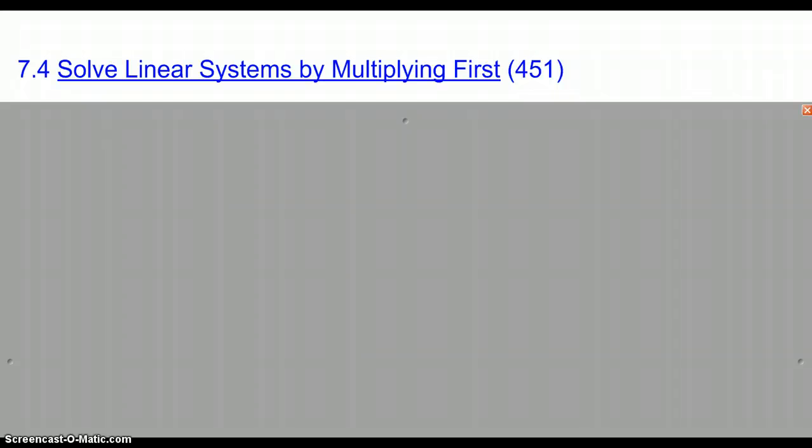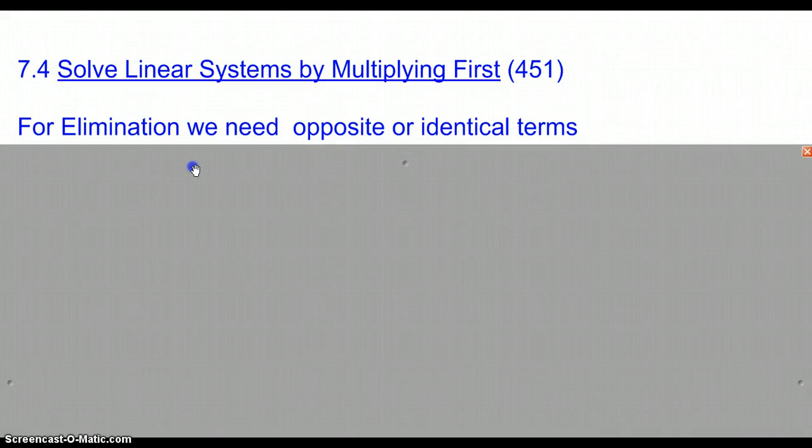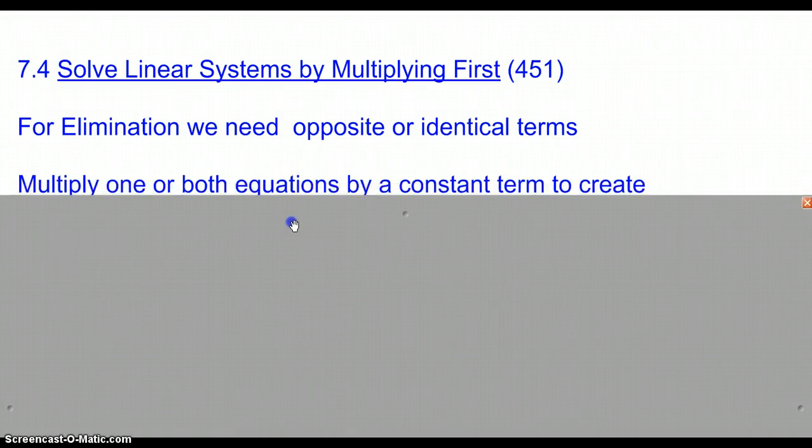Very good. So we can isolate a variable. So today we are going to have to multiply first in order to eliminate a variable from a system. For elimination, we need opposite or identical terms. If we have opposite terms, the operation we use is addition, right? If we have same terms in the system, the operation we use is subtraction.